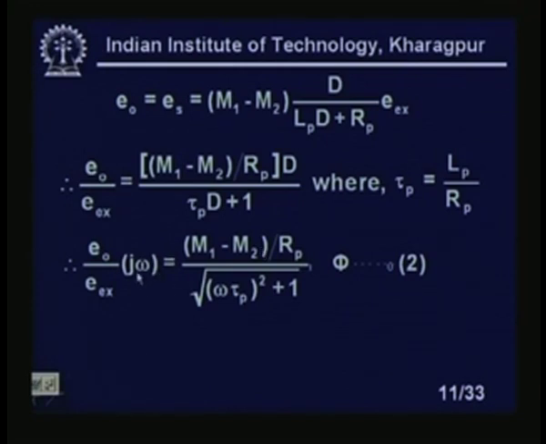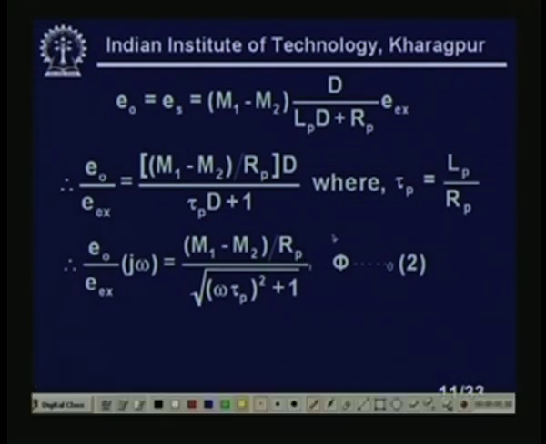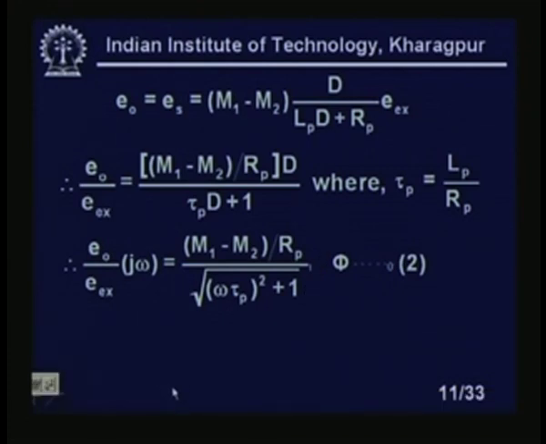So, if I write in the frequency domain, it will be like this one, M1 minus M2 over Rp square root of omega tau p square plus 1, with an angle phi. The angle will look like this, right. So, this is the magnitude part, and this is the phase part. So, what is the phase? Let us look at it. You see the phase is equal to pi by 2 minus tan inverse omega tau p, right.